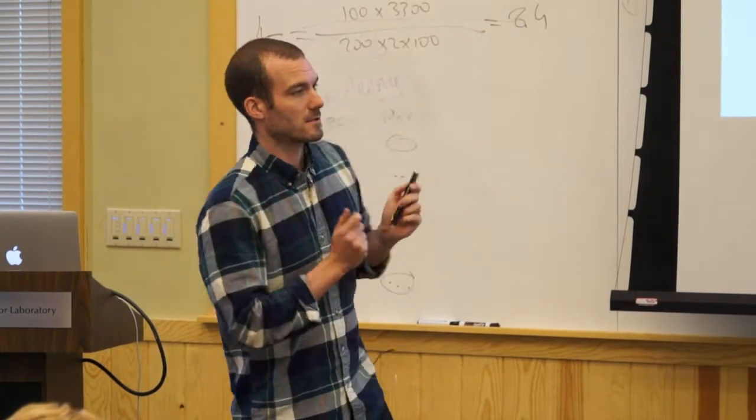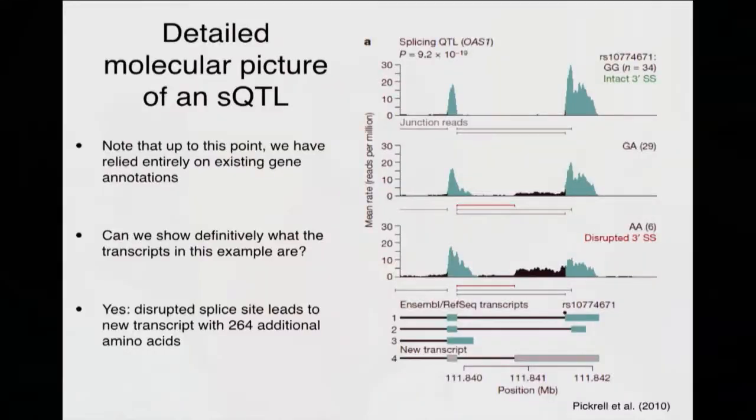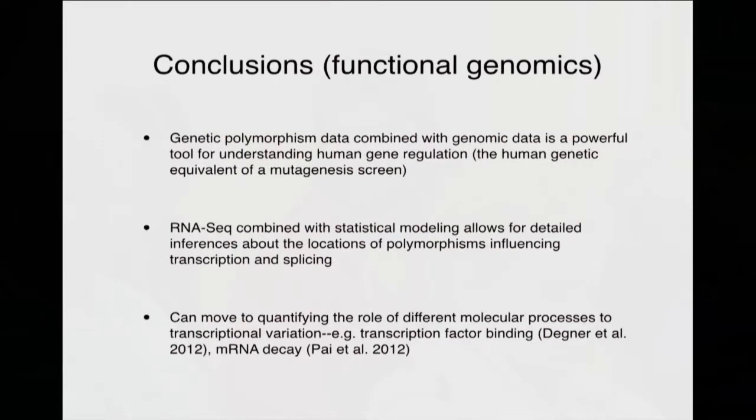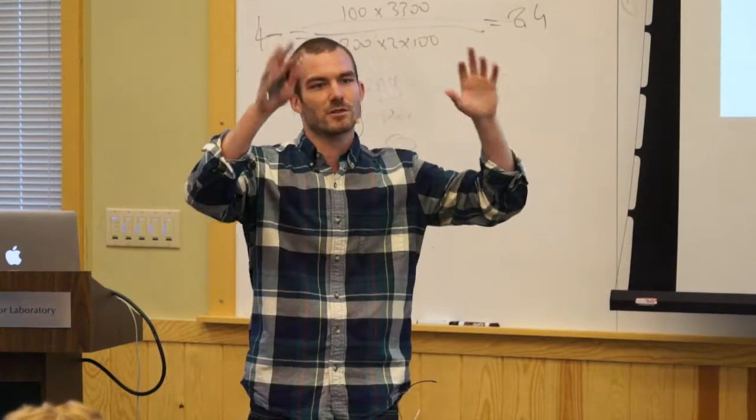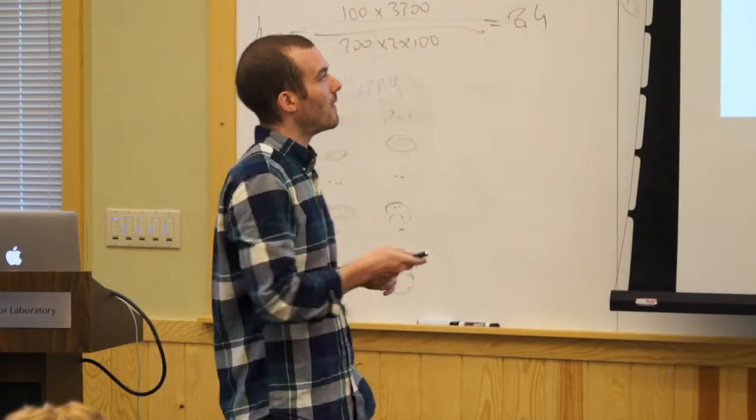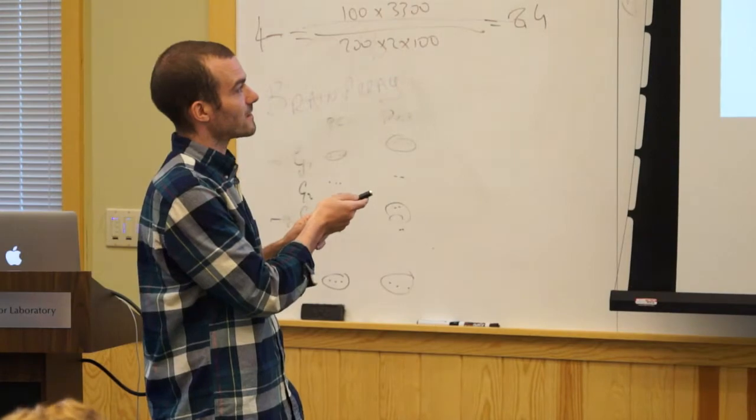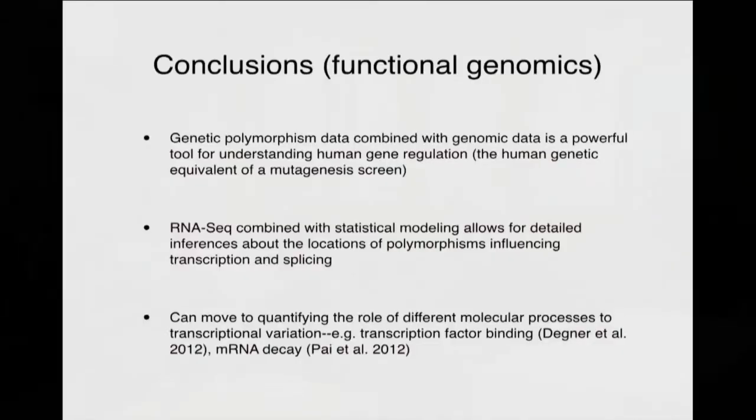That's all I wanted to say about that, I think. And so that's the first half. Now we'll stop here for a bit. Genetic polymorphism data combined with genomic data is a powerful tool for understanding human gene regulation. I think of this as the human equivalent of a mutagenesis screen, where evolution has done the mutagenesis for you. RNA-seq combined with statistical modeling allows for detailed inferences about the locations of polymorphisms that influence transcription and splicing.